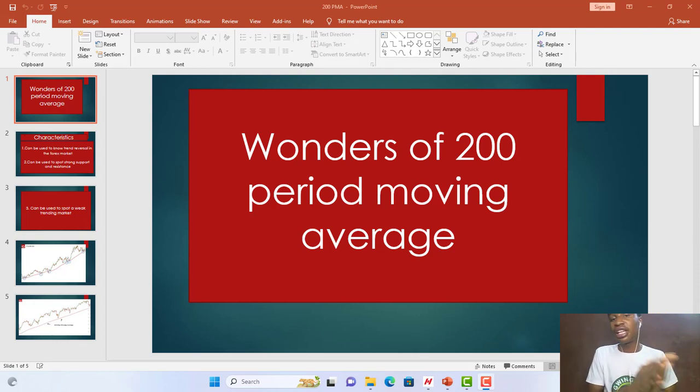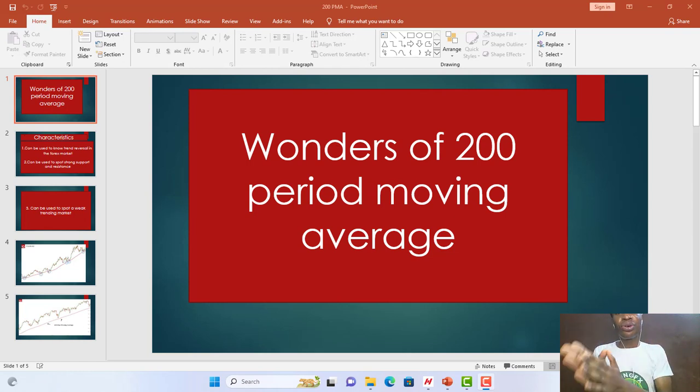So today I'll be talking about the wonders of the 200 period moving average. If you know me very well, you understand that I'm not a fan of indicators. I'm not a fan of moving averages. I'm not a fan of all these stuffs. I'm exclusively a price action trader. What I do is look at the chart. I use the candlesticks, the chart patterns, and trend lines, only on charts to take analysis in the market, right?